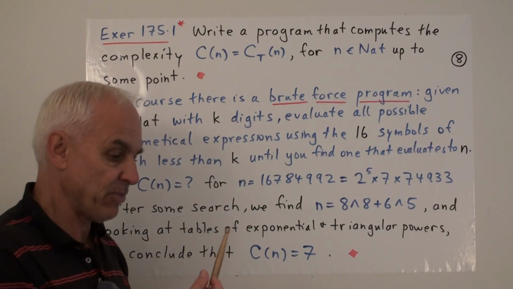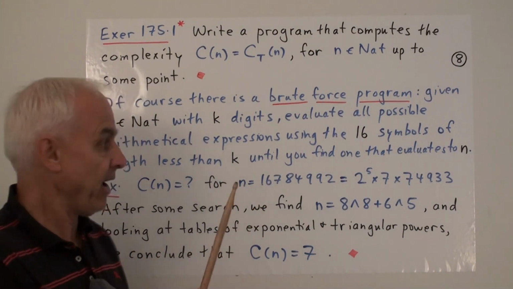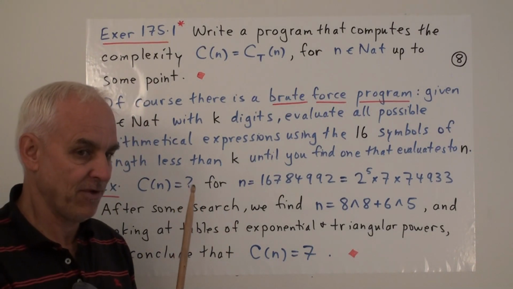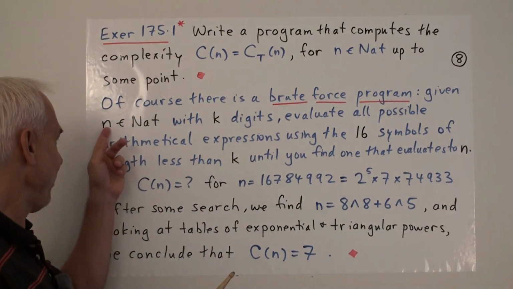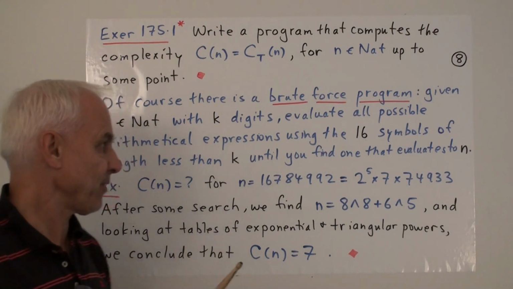So you start with expressions of size 1. Okay, and you list all of them, see if any of them are equal to n. And if none of them are, you go to the expressions of size 2. Evaluate all of them. See if any of them are equal to n. If not, go to 3, etc.